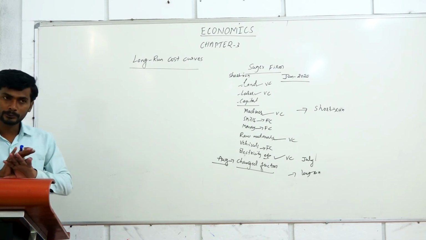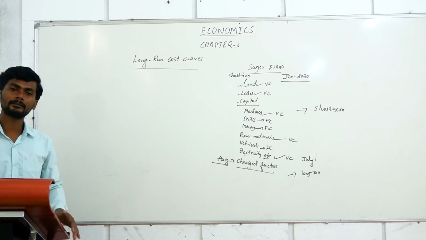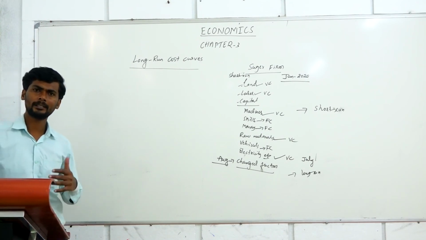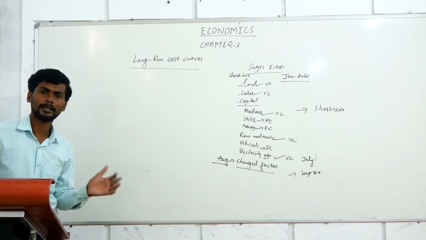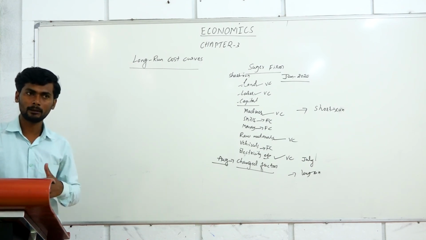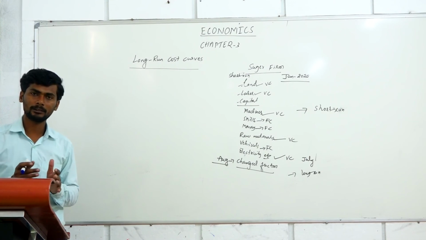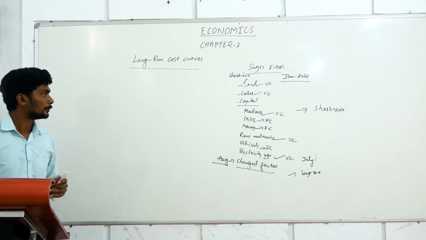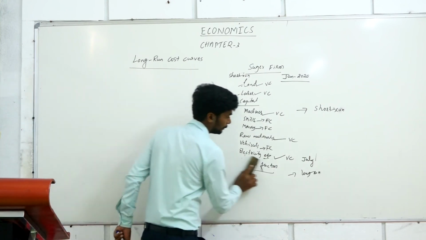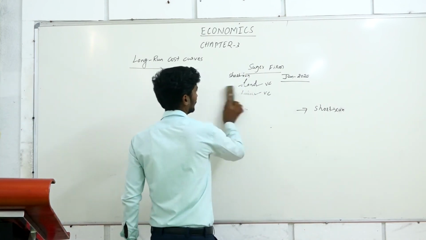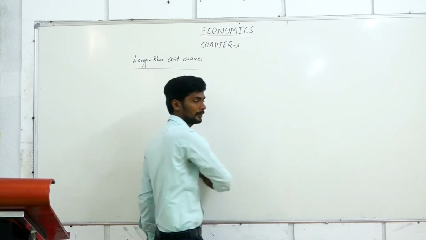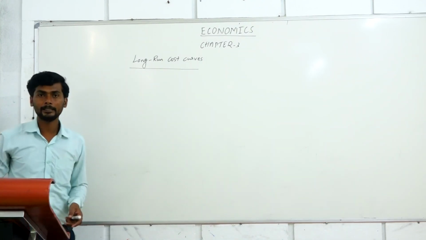So you cannot count how many days, it does not depend on days or months or years; we cannot define short run and long run that way. From firm to firm, the period of short run and long run will differ. Okay, so this is about the difference between short run and long run. Now we move into long run cost curves. What happens in the long run? What types of costs are there in the long run?